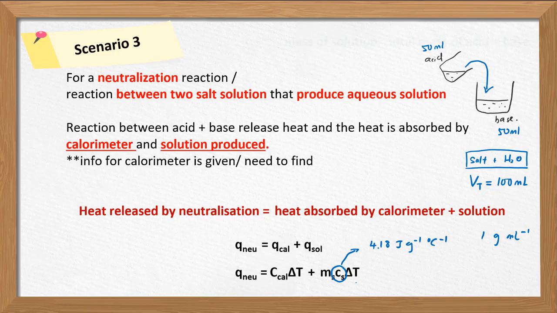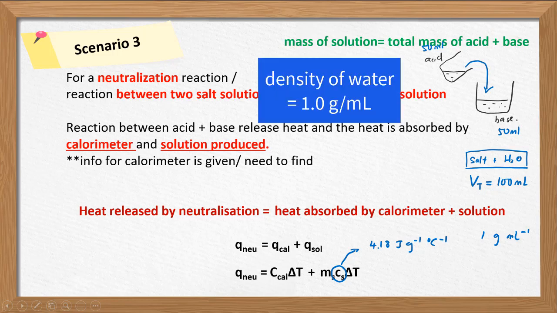All right, so take notes over here. Mass of solution equals the total mass of acid plus base. Or similarly, volume of the solution equals the total volume of acid and base. We will take into account the density equals 1 gram per milliliter.